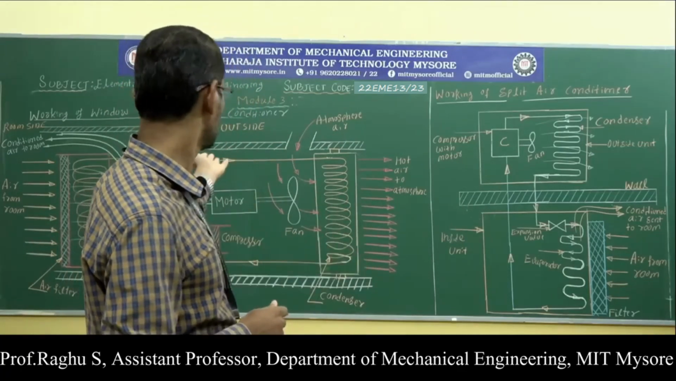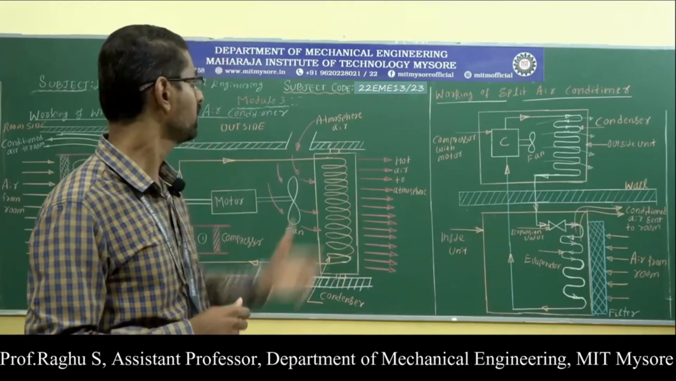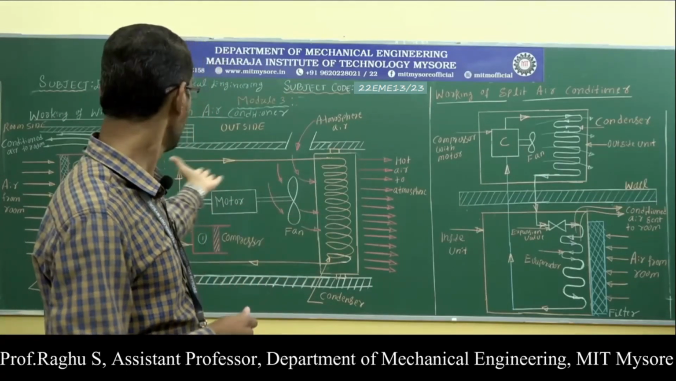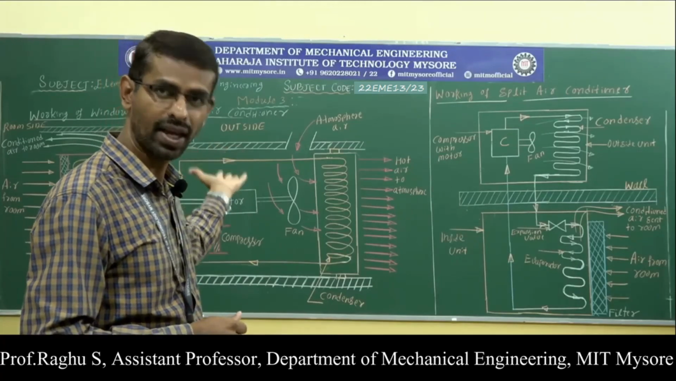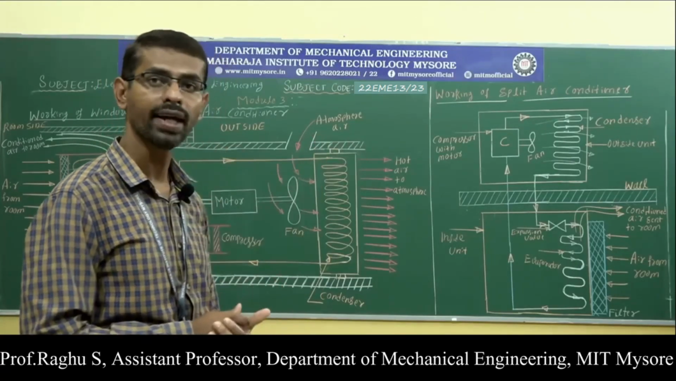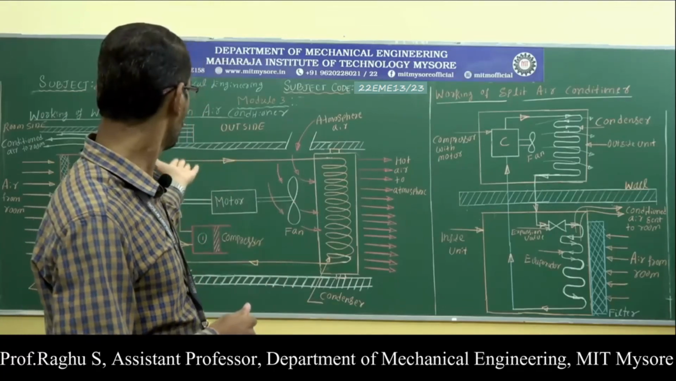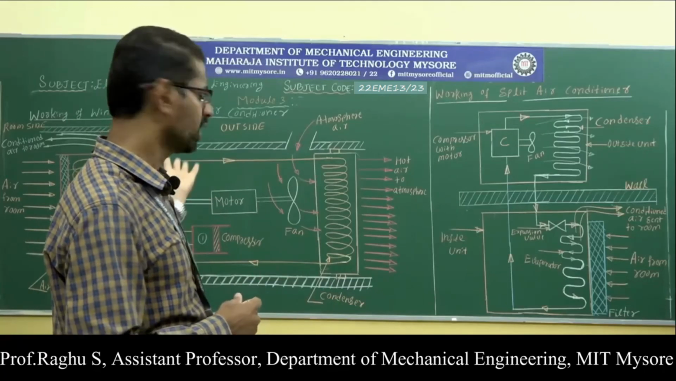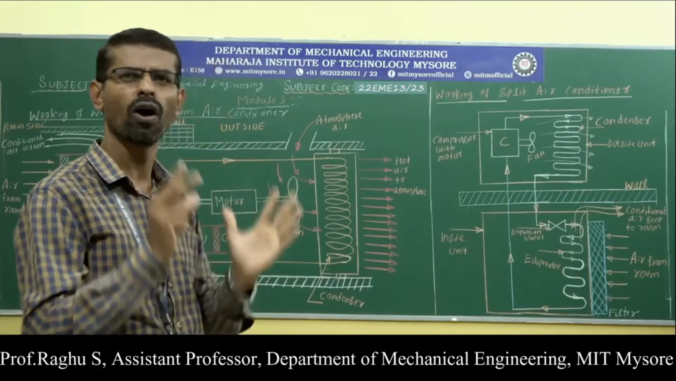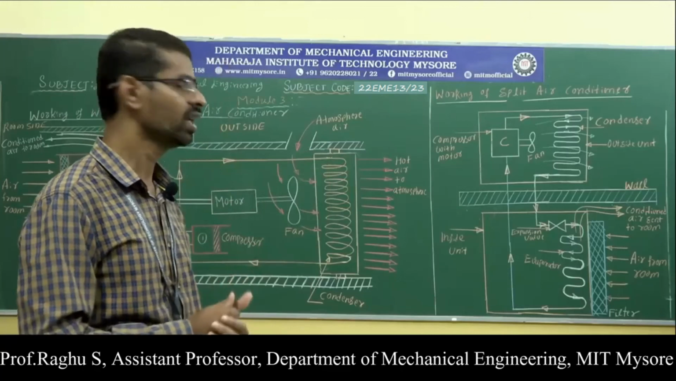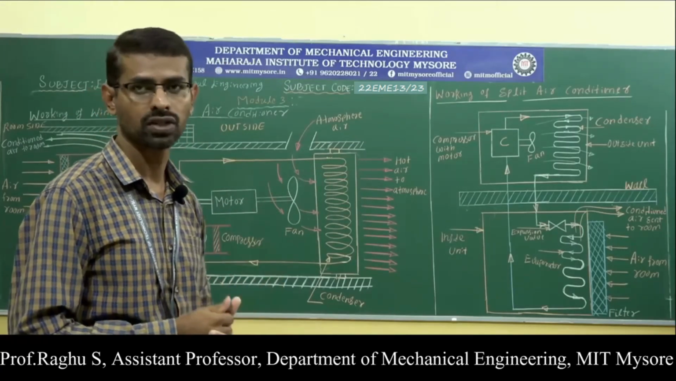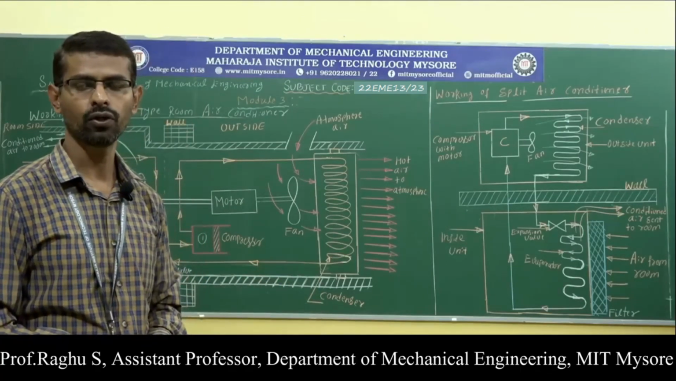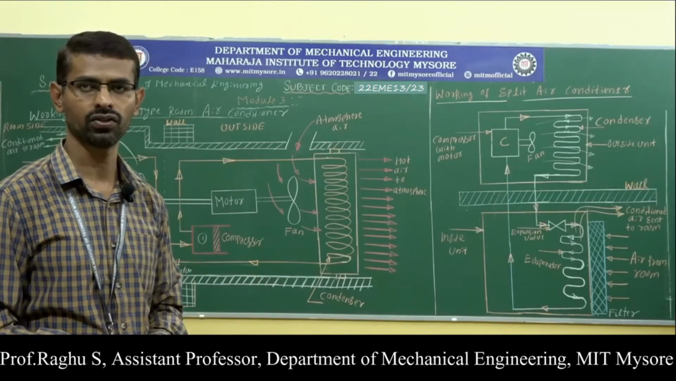The window type room air conditioner is less costly, and split room air conditioners are costlier compared to window type room air conditioners. Window type room air conditioners have less cooling efficiency, and split air conditioners have high cooling efficiency. Window type produces more noise and split type produces less noise. Window type room air conditioners are suitable for cooling small sized rooms, whereas split air conditioners are suitable for cooling large sized rooms, offices and commercial spaces. So these are all the differences between window type room air conditioners and split room air conditioners.